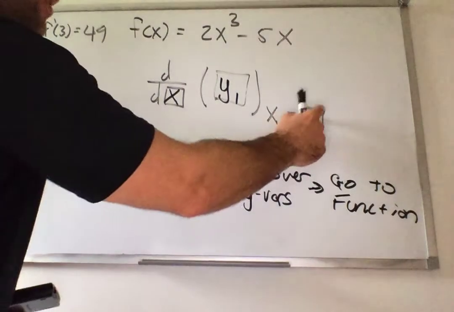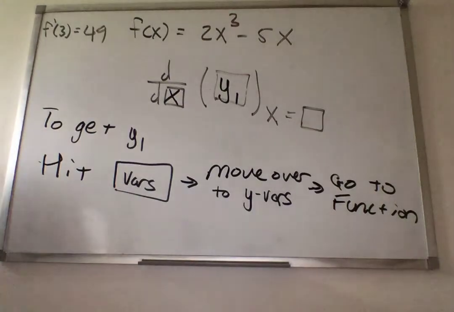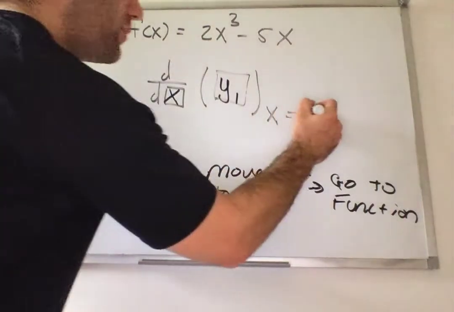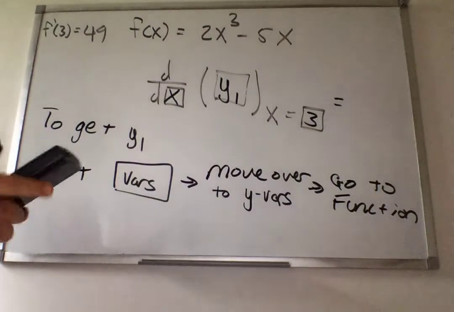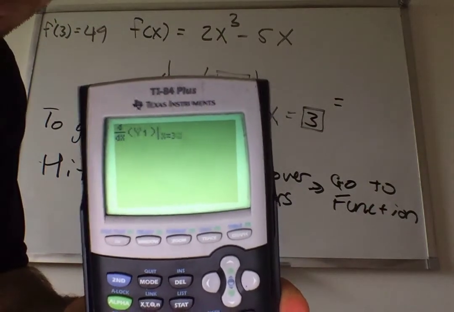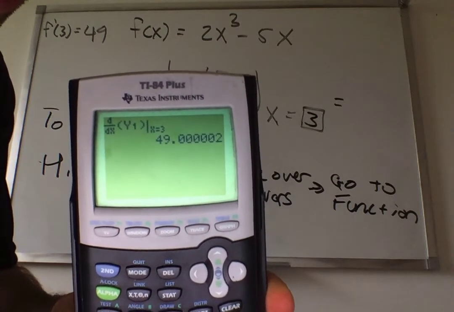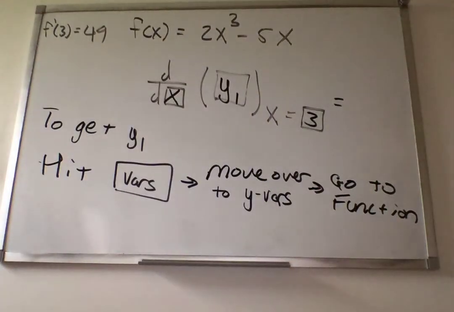Now, this right here, that's just the value that you want the derivative at. At what x value are we trying to find the derivative? So in here, x is equal to 3. So I put 3 right into there, and then I hit enter. And as you can see, this is exactly what I'm talking about. 49 point, a bunch of zeros, and then a 2 at the end. There could be a 1 at the end, a 3 at the end. The calculator is numerically doing this derivative, and as you can see, it is very accurate, okay?